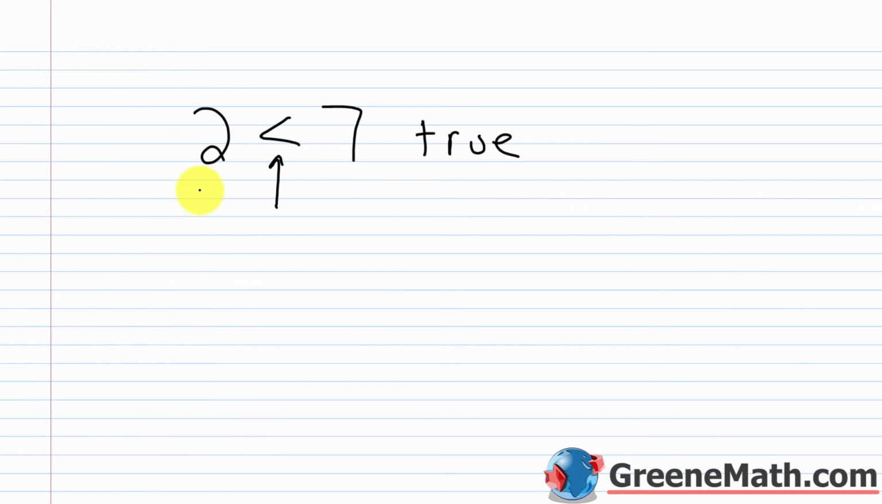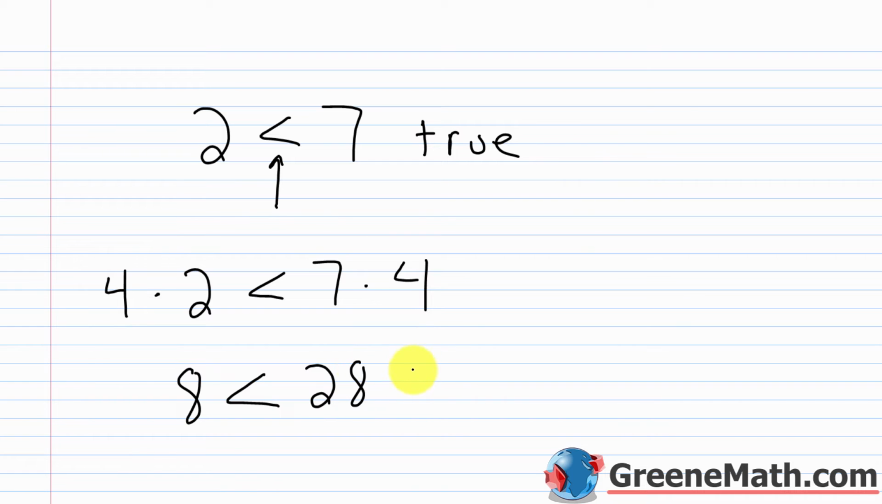So let's say I multiply both sides by the number 4. So I'll multiply the left by 4 and also the right by 4. So 4 times 2 is 8, and this should be less than 7 times 4, which is 28. And we can see we still have a true statement, right? 8 is less than 28, right? It's a smaller value. If I have $8 in my pocket, I certainly have less than if I had $28 in my pocket.